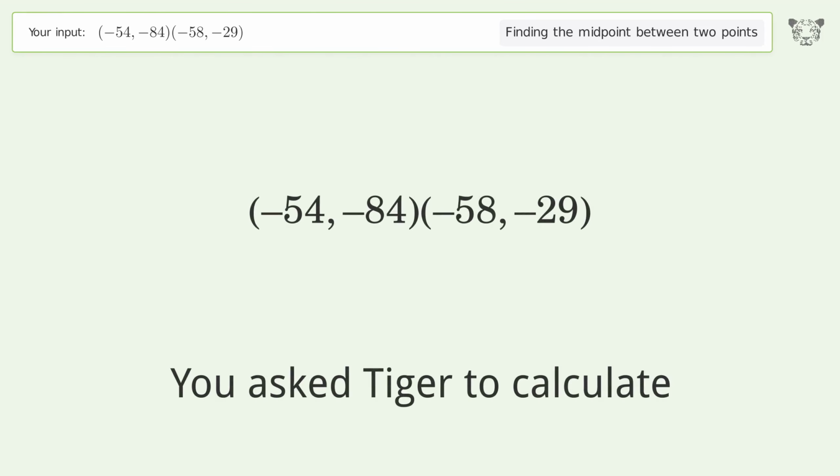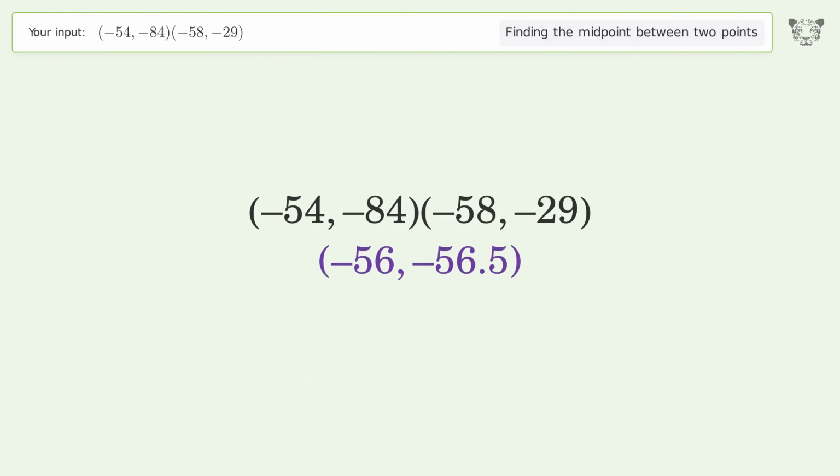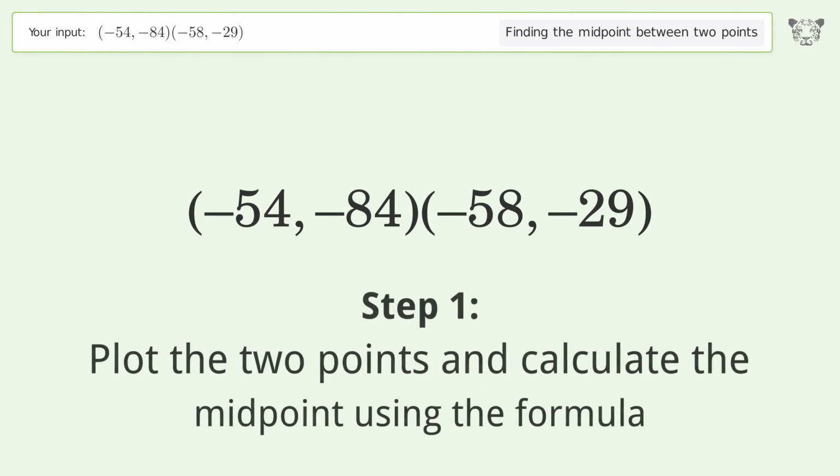You ask Tiger to calculate. This deals with finding the midpoint between 2 points. The midpoint between the 2 points is -56, -56.5. Let's solve it step by step. Plot the 2 points and calculate the midpoint using the formula.